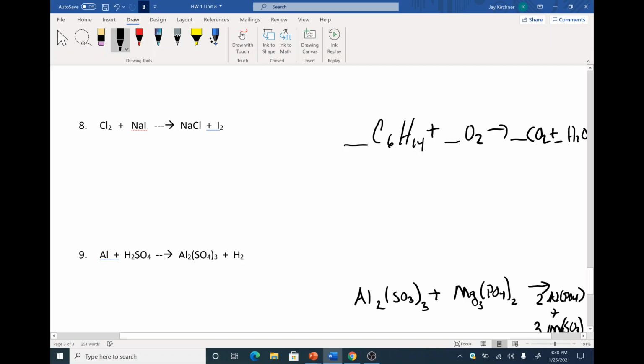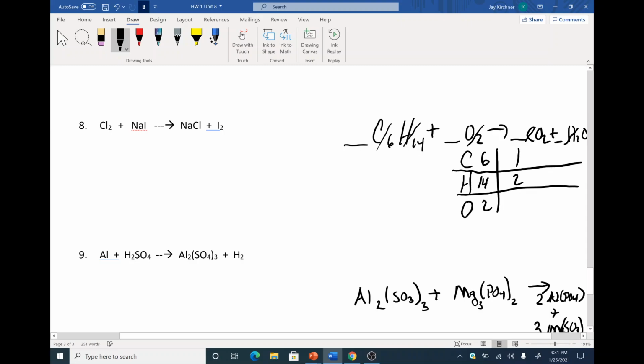There we go. Okay, so we count our C's. Remember, H's go second to last and O's go last, because they're busy and they're complicated. So I have 6 carbons on this side. I have 1 on this side. I have 14 hydrogens on this side, but only 2 on this side.